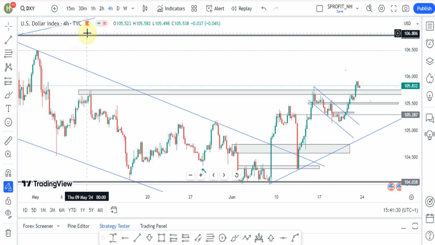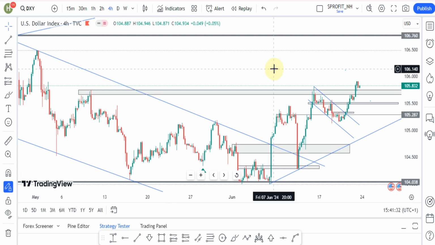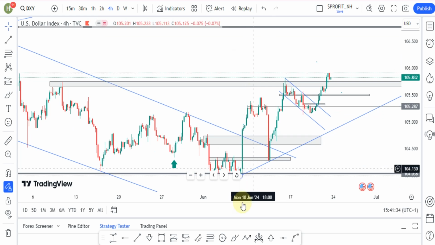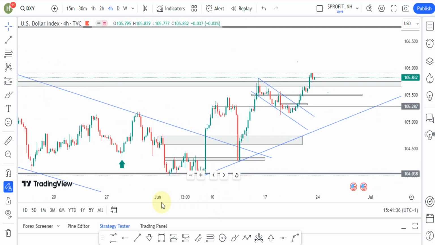So probably this DXY market is still on an uptrend, which means on Monday we'll be looking for this market to continue pushing upwards. That will be confirming our sell entries in the other dollar currencies, like probably the gold market, GBPUSD, EURUSD, AUDUSD, all other dollar currencies.